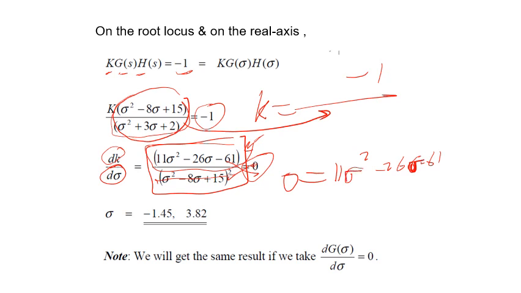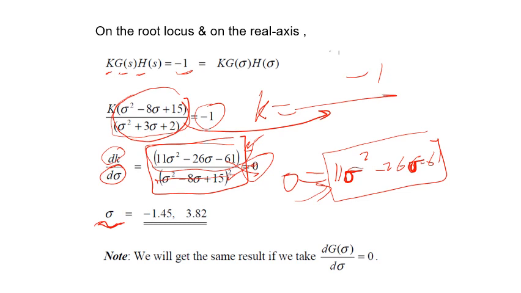This is sigma. Find sigma. Solve this quadratic equation. You will find two values for sigma. Again, I'm saying it's sigma or S. It's the value of S, but I'm calling it sigma just to say that this is the break-in and breakaway.